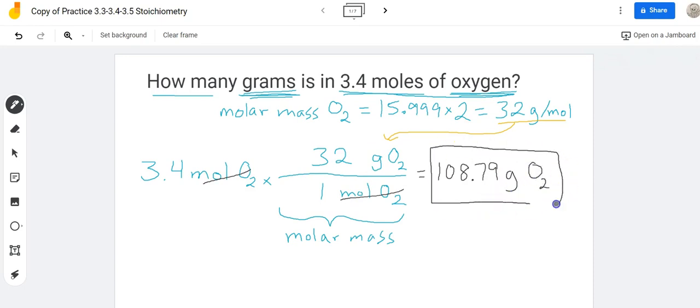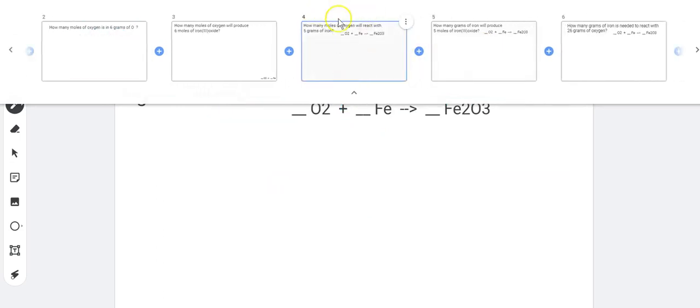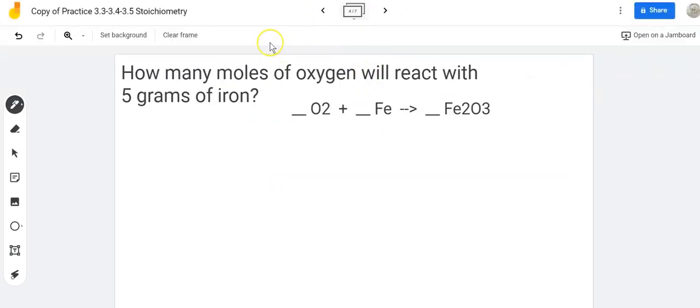This is actually a reminder from 3.3, the assignment where we dealt with molar mass. So let me skip to a 3.4 or 3.5 question. We'll just practice around. Again, we're using the exact same steps all the way. So let's look at our question: how many moles of oxygen will react with 5 grams of iron?